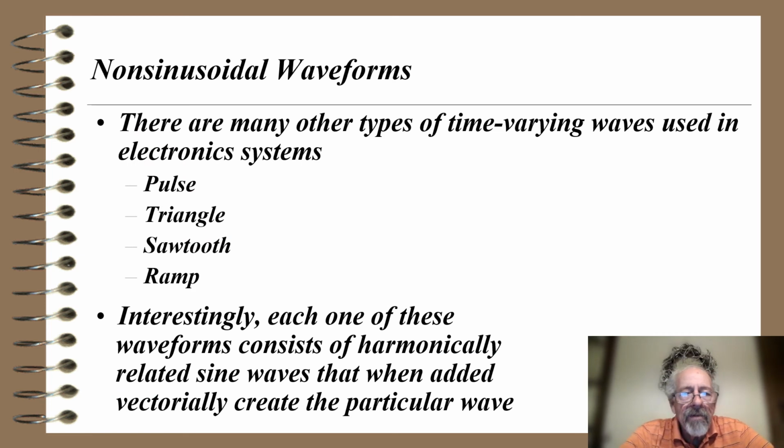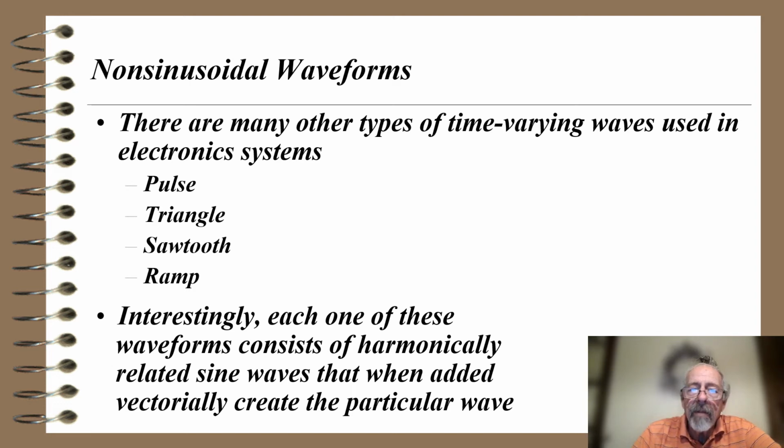Our last topic is non-sinusoidal waveforms. So there are many other types of time-varying waves used in electronic systems. We have pulses, triangular waveforms, sawtooth waveforms, ramp waveforms, and many others. Interestingly, each one of these waveforms consists of what? Harmonically related sine waves that when added vectorially create the particular wave. So there aren't really waves other than sine waves.